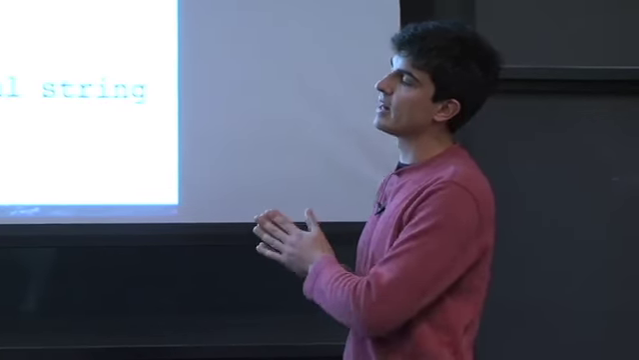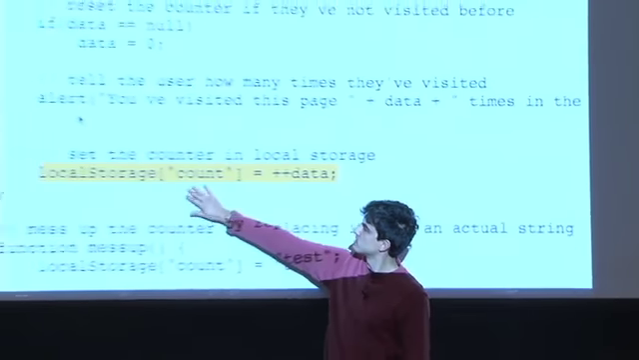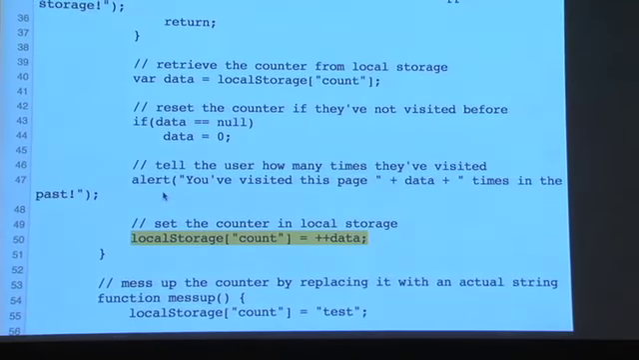So in this case, instead of using localStorage.setItem and then providing the first parameter as the key and then the second parameter as the value, we can actually say localStorage, square brackets, count, and set that equal to the data that we actually want to store here.